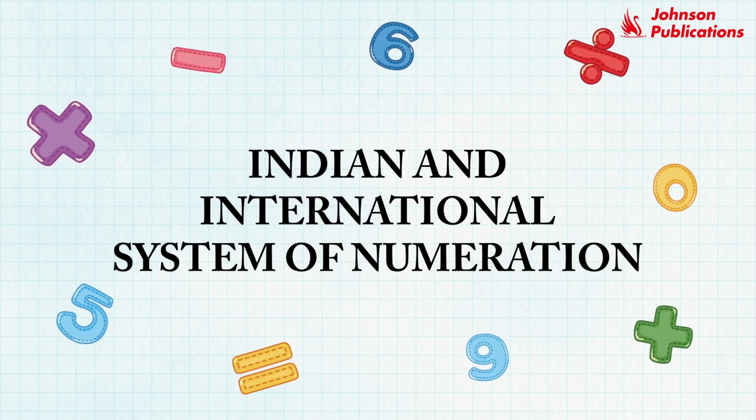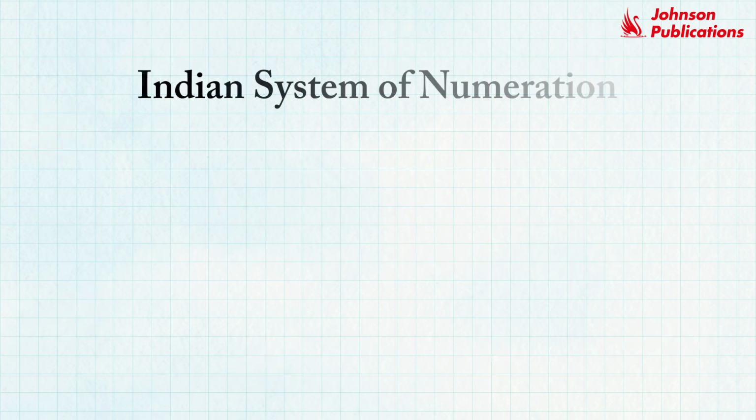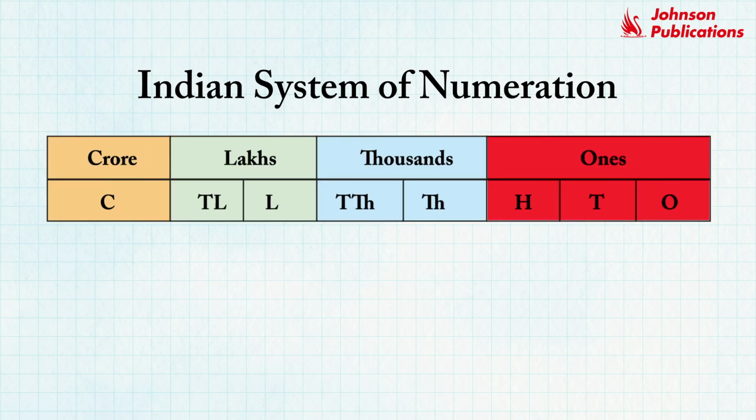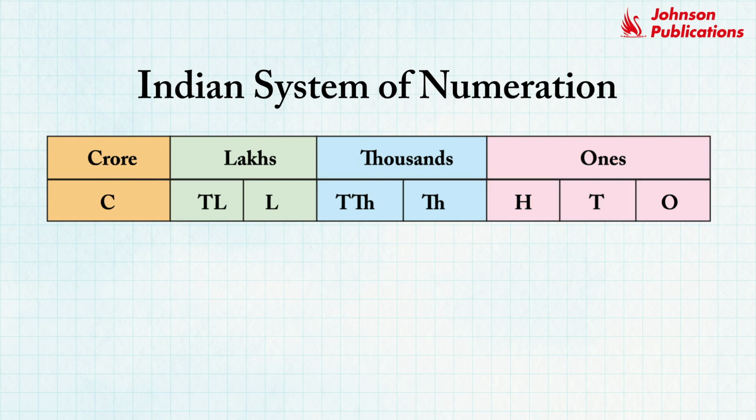Indian and International System of Numeration. In the Indian system of numeration, we organize numbers into groups like crores, lakhs, thousands, and ones. To separate the digits in these groups, we use commas. These groups are called periods.